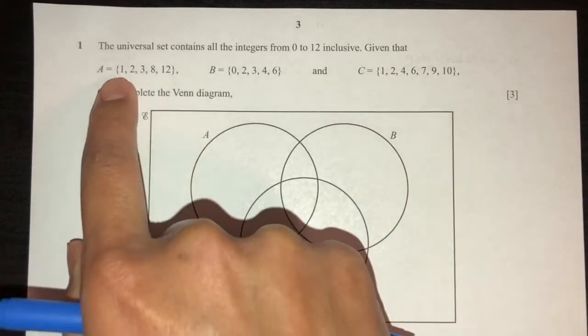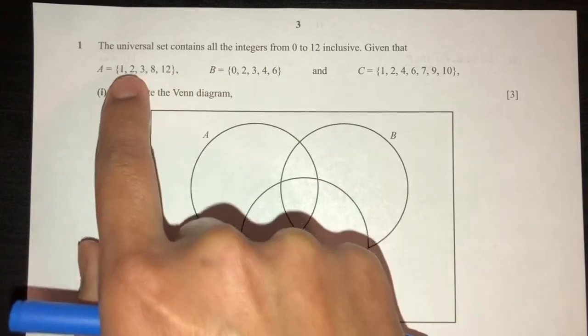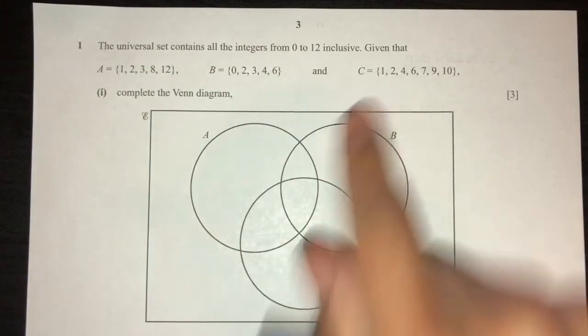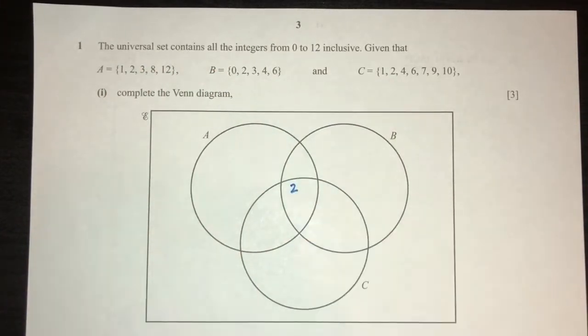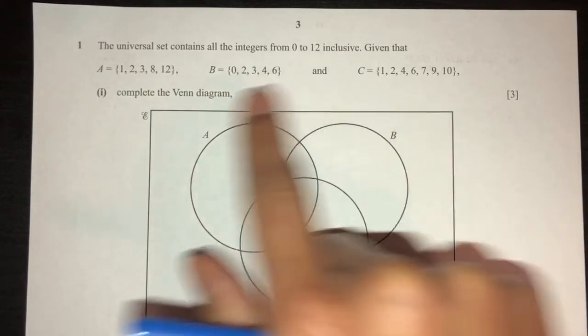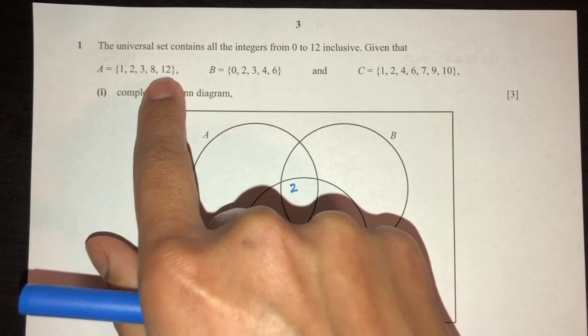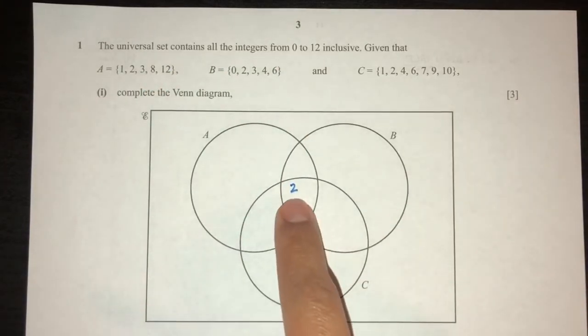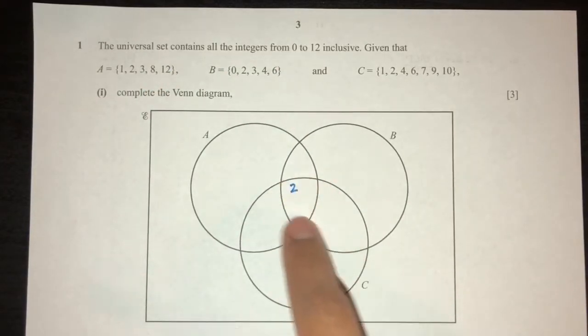We have 1, but here we don't have 1. Okay, so here we have 2, 2 and 2. So 2 is everywhere. That's the first step. Here we have 3, no 3. 8, no 8. 12, no 12. So 2 is the only value in the middle.